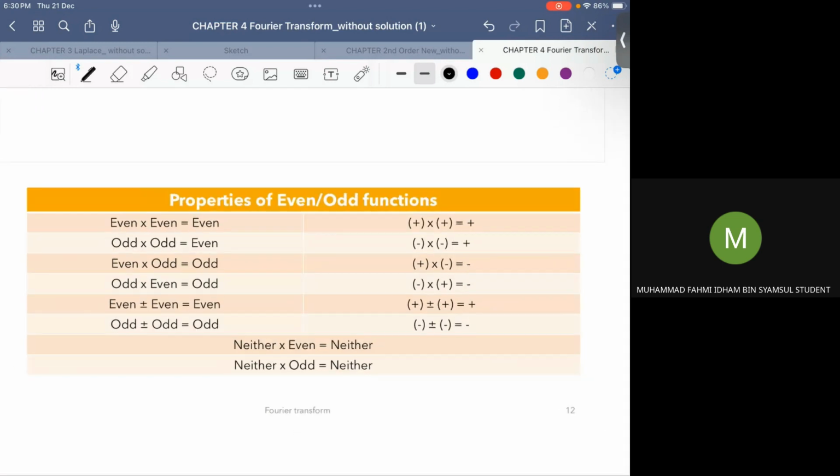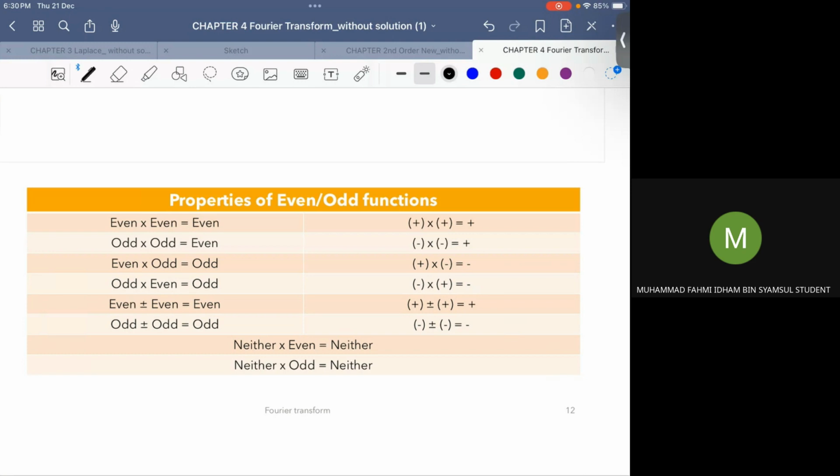Properties of even and odd function. So if we have a function and then we multiply together, now let's see what the properties are when you have two different functions multiplied and added together.